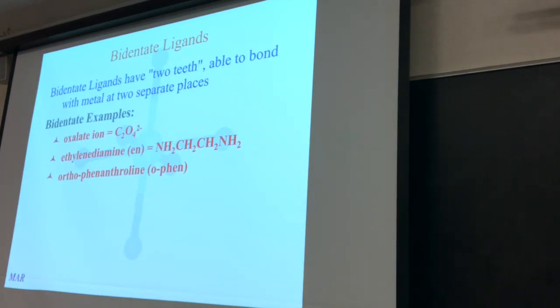Now, the more interesting and newer ones are the ones that have two teeth connections to the metal. These are all going to be bigger atoms, with more atoms to them, and they're going to have two places to attack, if you will. My favorite one of all of these is a compound called ethylene diamine. Ethylene in organic chemistry was a two-carbon system, and an amine is something with a nitrogen on it. So ethylene, two carbons, diamine, two nitrogens. You can see how this thing has nitrogens on the end and carbons in the middle.